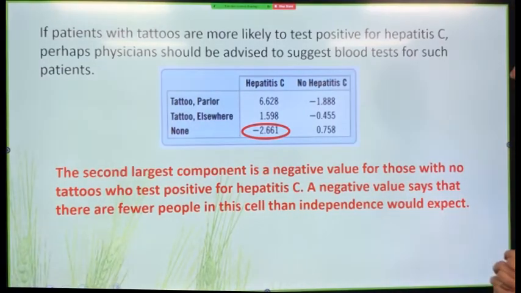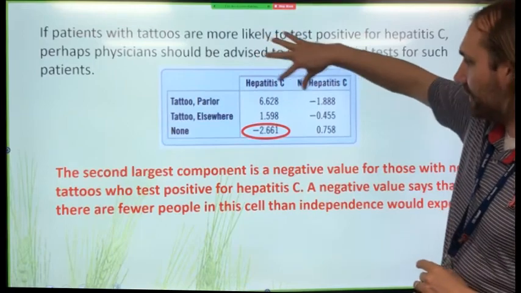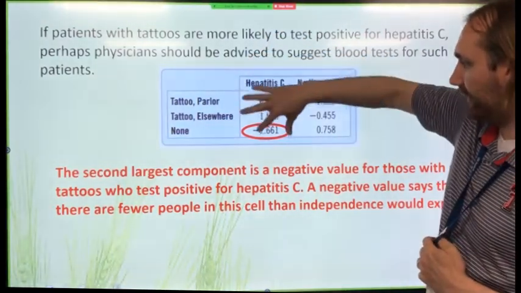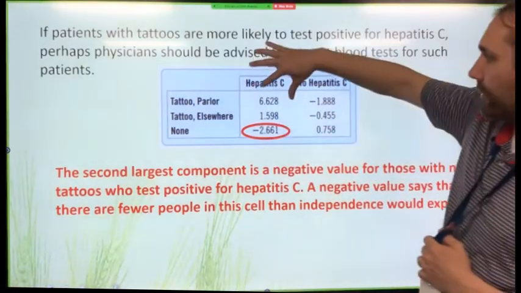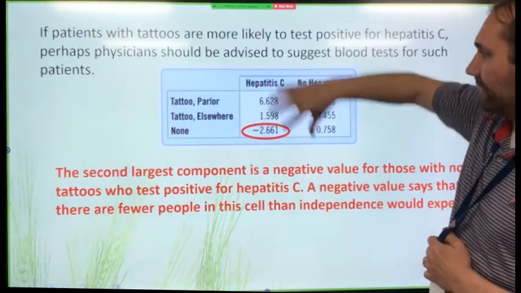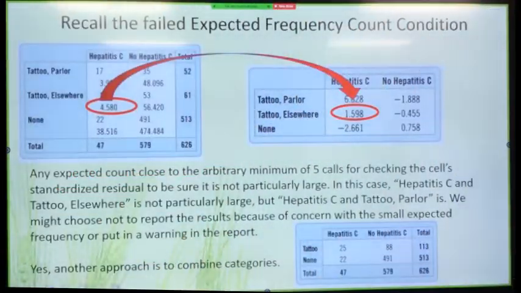So, if you can remember, we ran our null that this is equal to 0, and these are either above or below 0. So this is greater than what my hypothesis was, this is less than. Looks like more people in parlors are likely to get hepatitis C, and people without tattoos are less likely to get it. At least as far as your results.